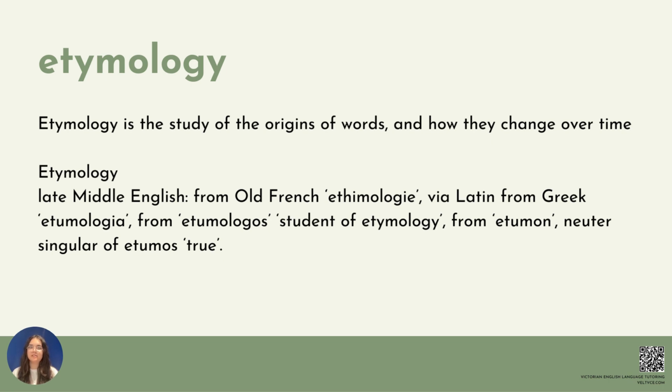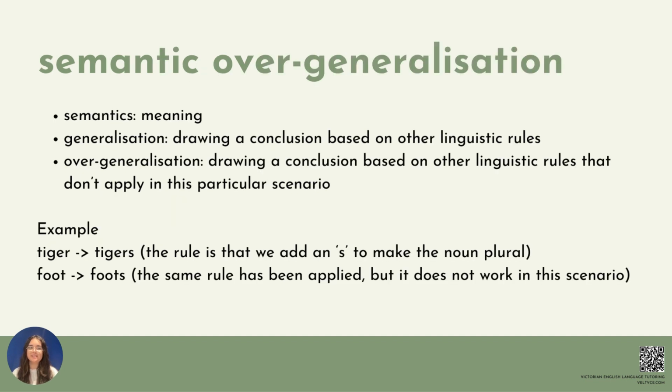This one's a specifically Year 11 concept, so please make sure you're all over this, Year 11s. Semantic overgeneralization. Semantics is about meaning, and generalization is when we draw a conclusion based on another linguistic rule. Overgeneralization, therefore, is drawing a conclusion based on other linguistic rules that don't apply in this particular scenario.